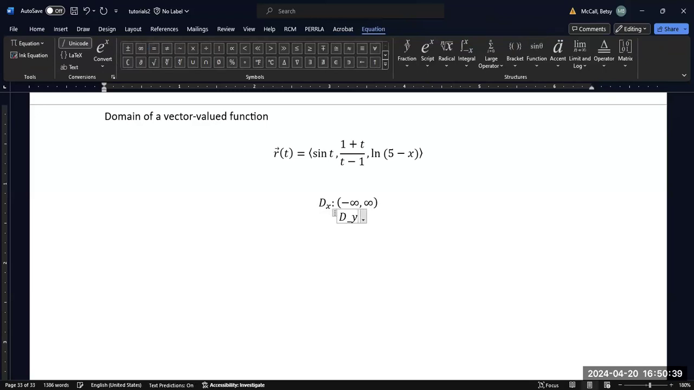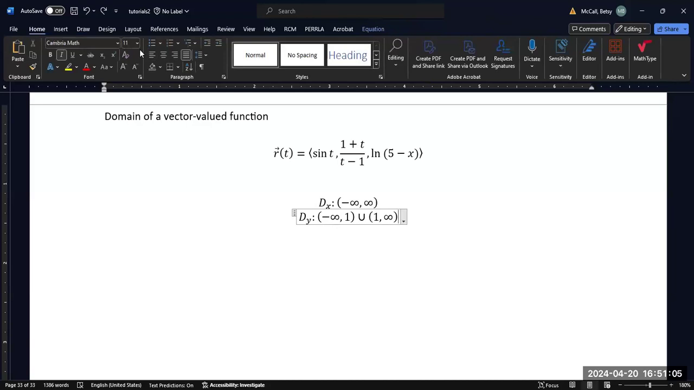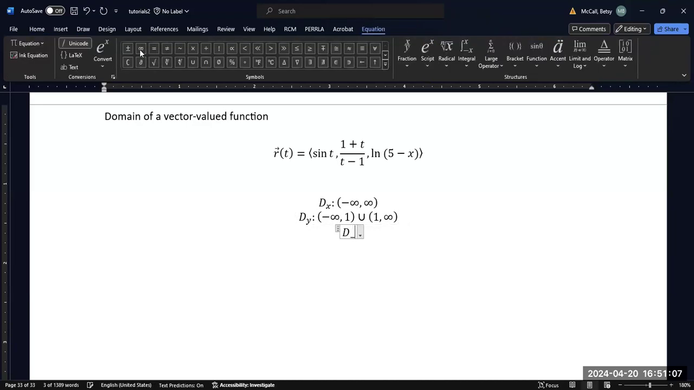Then let's look at our y component. In this case, this is going to be defined everywhere except at -1, or sorry, at +1. So -∞ to 1, union 1 to infinity.